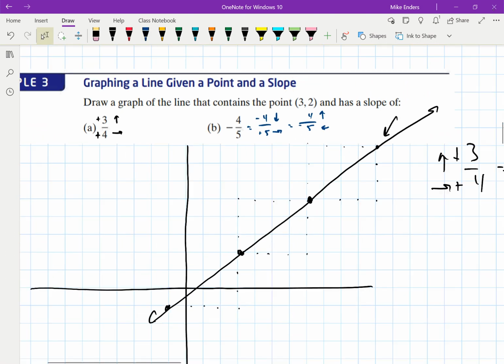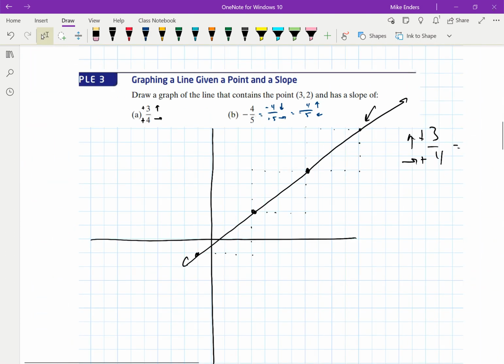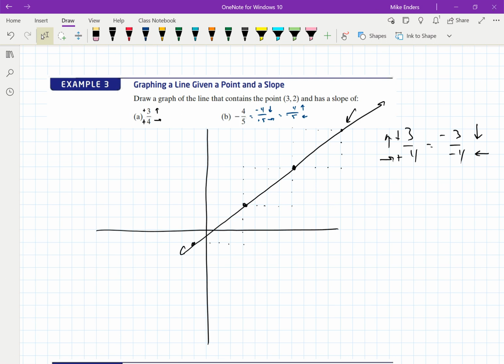Let me zoom back out a little bit. We're going to start at (3, 2) again, so start at this point, and go down 4, right 5. So 1, 2, 3, 4, and then right 5: 1, 2, 3, 4, 5. I can do that again: down 4, right 5.